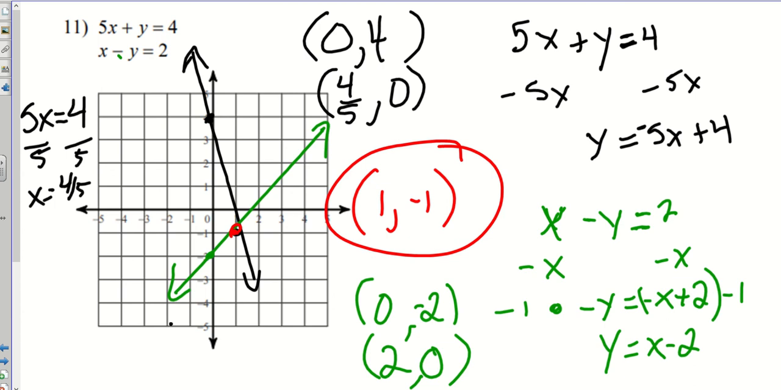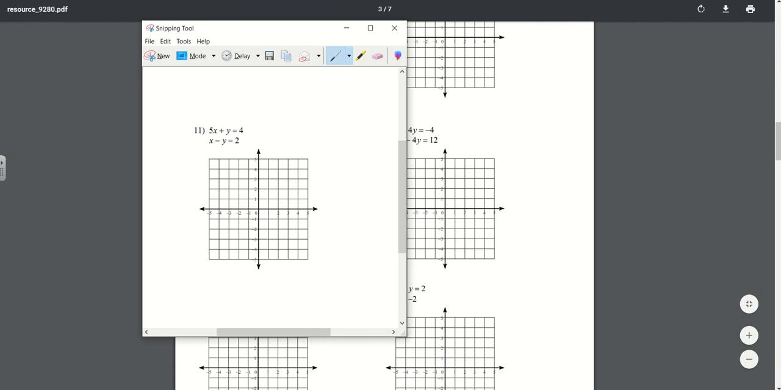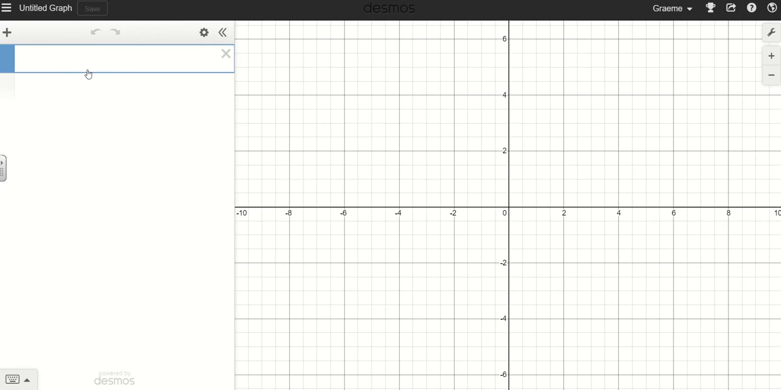Again, we always have the option digitally in Desmos. So I could put in any 2 equations. When using Desmos, I'm always going to use y and x as my variables. So even if the variables are different in the problem, you're going to make them y and x because that's how Desmos reads this problem.